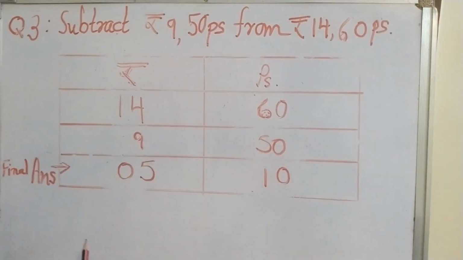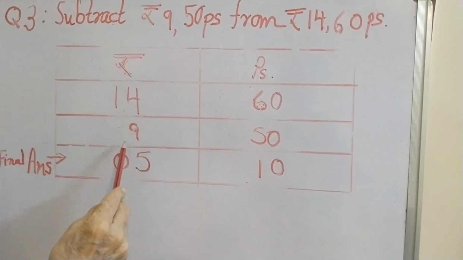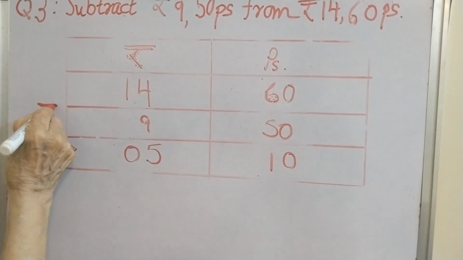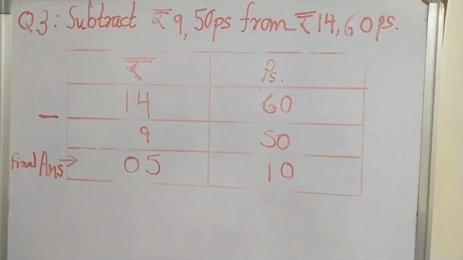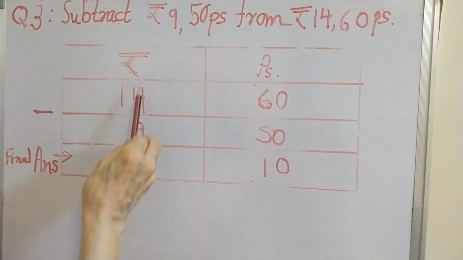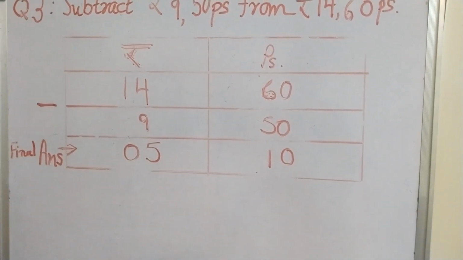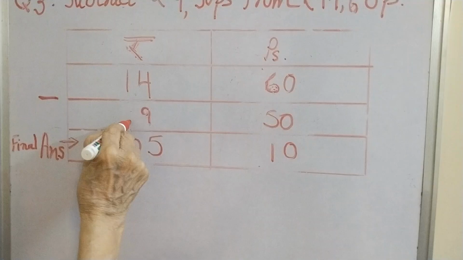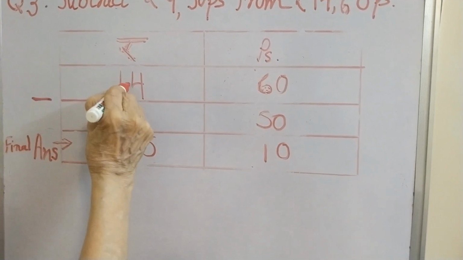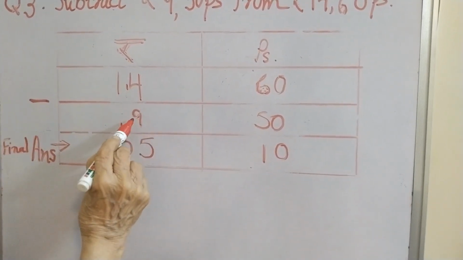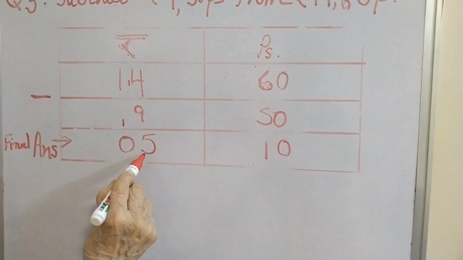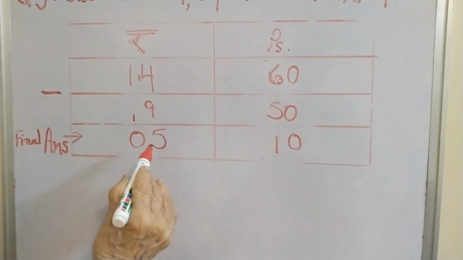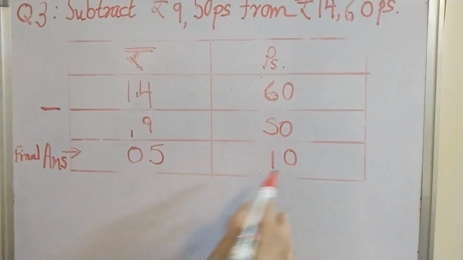Now we come to the rupees side. 14 minus 9. Don't forget to write the minus sign here, otherwise the whole thing has no meaning. So 14 minus 9 makes it 5. How? Let us revise it. From 4, 9 cannot be subtracted, so we borrow 1 from here and this one goes up here. So from 14 we have to subtract 9 and we are left with 5. And 1 minus 1 is 0. So our final answer is 5 rupees and 10 paisas.